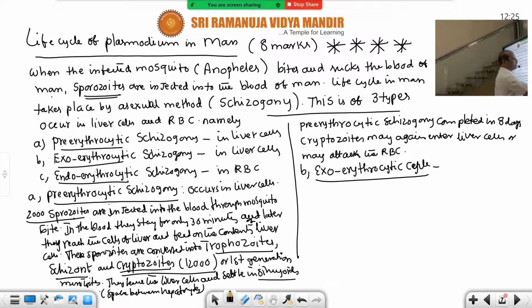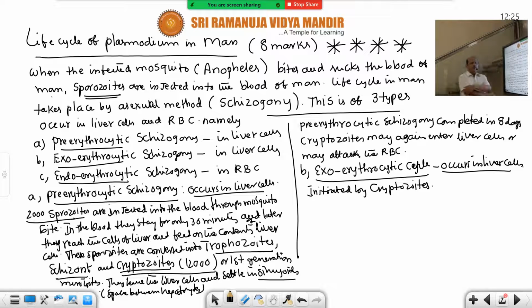Exoerythrocytic cycle also occurs in liver cells, or second hepatocytic schizogony. This is first hepatocytic schizogony. This also occurs in the liver cells, that's why it is a second hepatocytic schizogony. So the exoerythrocytic cycle is initiated by cryptozoites, which are the end products of pre-erythrocytic schizogony. Cryptozoites are also called cryptomerozoites. It is a lengthy term, so we can simplify it.